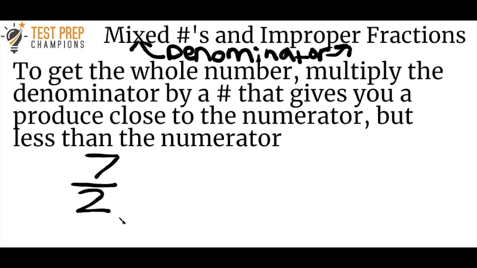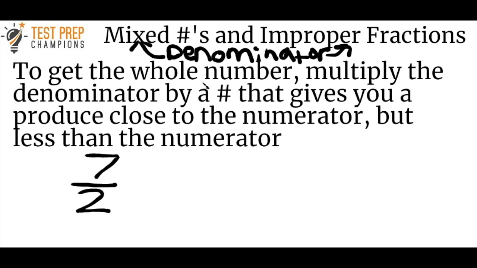But we already know what the denominator of the mixed number is going to be. Since our improper fraction has a denominator of 2, the mixed number that we get is also going to have a denominator of 2, because the mixed number and the improper fraction have the same denominator. So the mixed number has that whole number, that denominator, and a numerator. So how do we get the whole number? Well, here's how we do it.